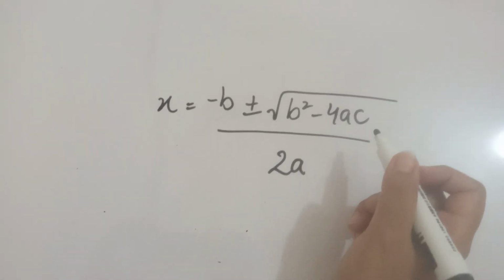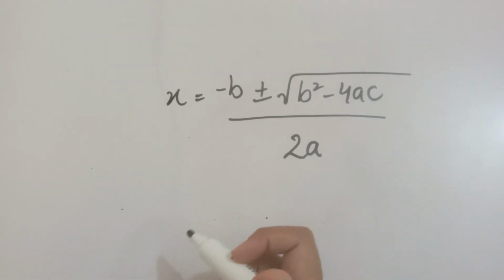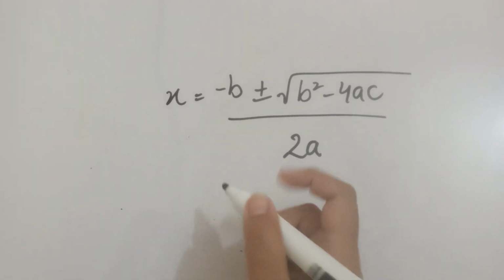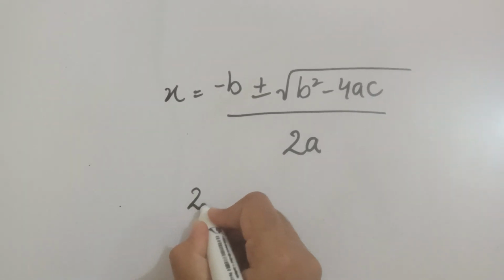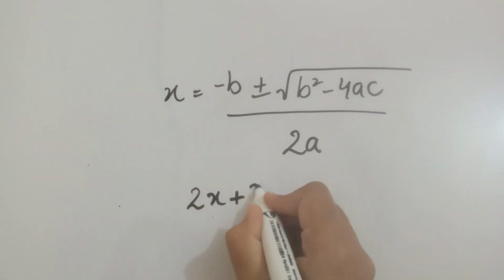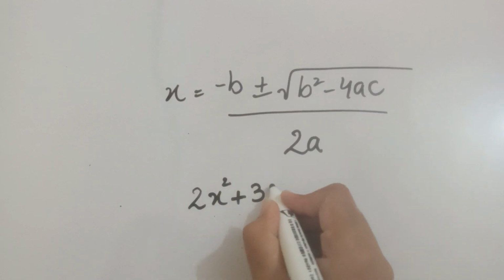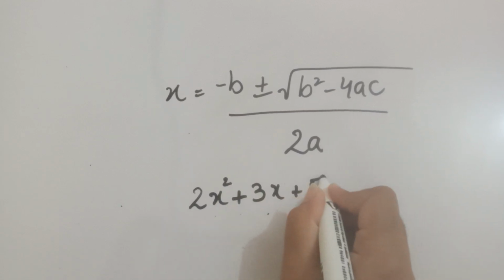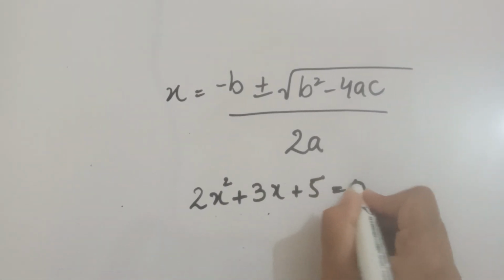I know you all are familiar with the variables: a, b, c are the variables. For example, I have this equation: 2x squared plus 3x plus 5. Okay, it's a quadratic equation.